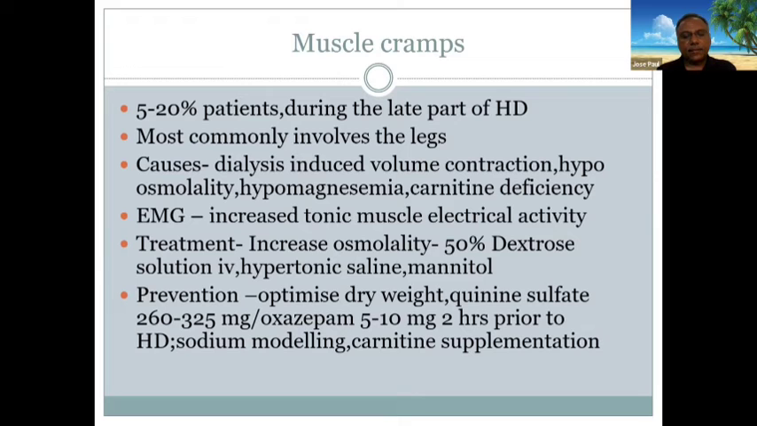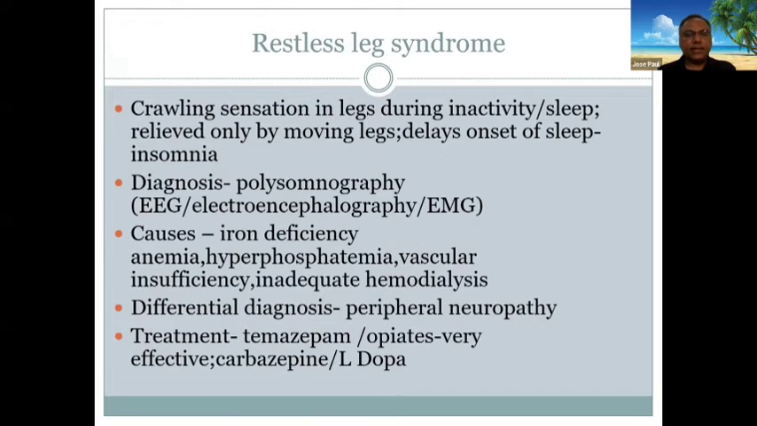Sodium modeling will be helpful, and to a certain degree, carnitine supplementation is tried. So this is regarding muscle cramps. Then another complication that is encountered is restless leg syndrome. Most often, even though it is listed under a complication of hemodialysis, it is usually a symptom which develops in stage 4 or stage 5 chronic kidney disease.